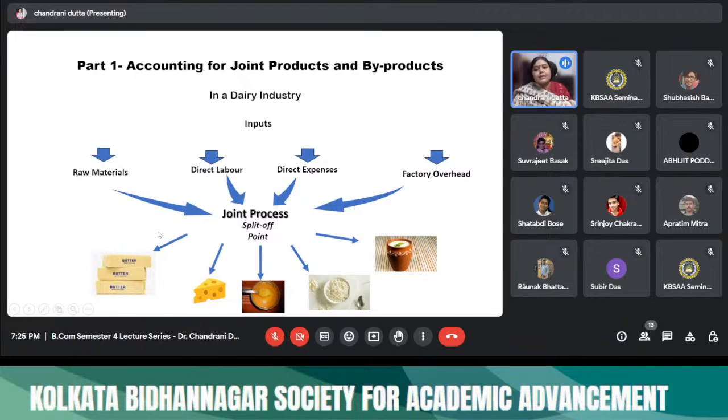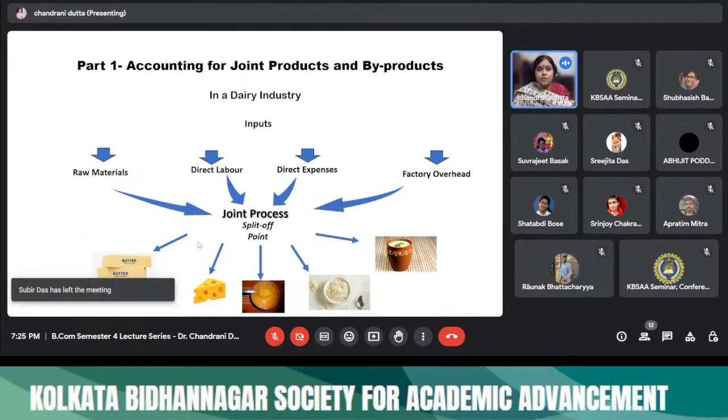Why? Because these are the main products in a dairy industry. I have the intention to produce this product. I am carrying out the production to get the butter, the cheese, and the ghee. So these are the main products, and they are called joint products because more or less they have the same economic value, the same economic importance basically.